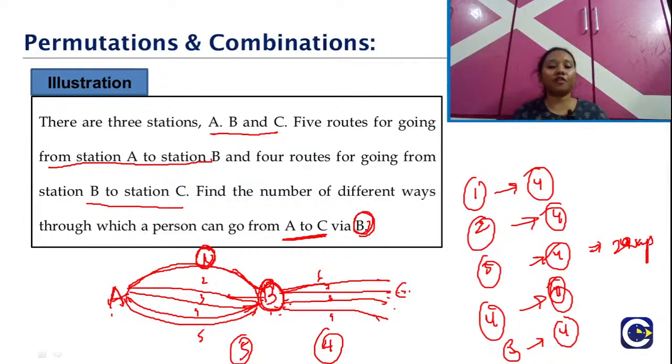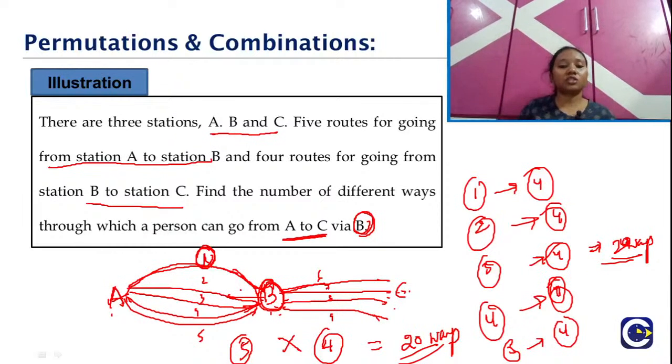So when we perform experiments simultaneously, which fundamental principle of counting will be applicable here? Which is nothing but the multiplication principle of counting, which means 5 cross 4, which is equal to 20 ways. So the same thing we got here, the same answer. Right. So the number of ways through which a person can go from A to C via B is nothing but equal to 20 different ways.